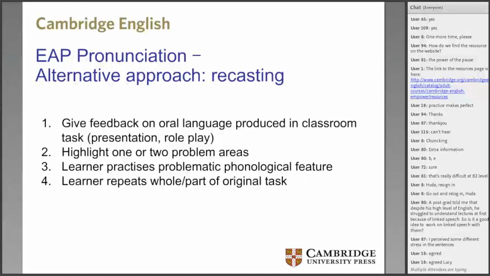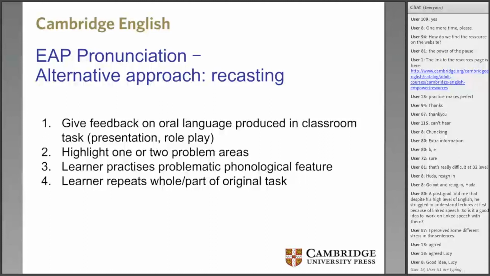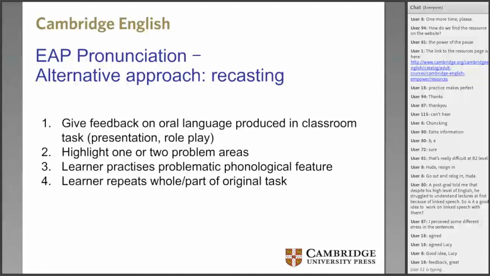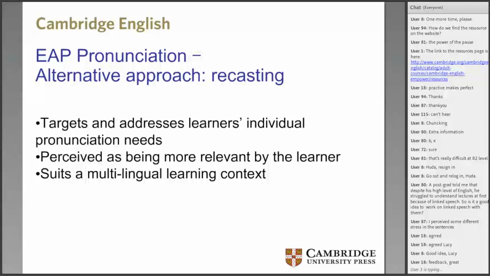But as I said, there is an alternative way of dealing with pronunciation, and broadly speaking, I would call this recasting. So what you would do is get learners to do some kind of oral speaking activity, a presentation, a role play of some kind, and you might identify one or two problem areas as you monitor or as you listen, and highlight these, give learners feedback on them, then get them to practice them in a controlled way so they're doing them better, and then get them to actually redo the role play or maybe redo part of the presentation.